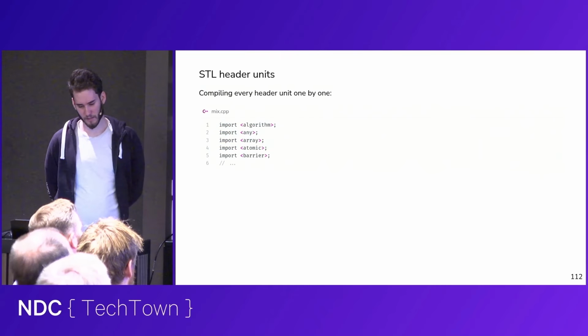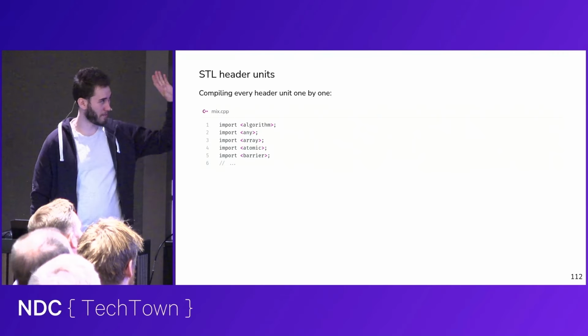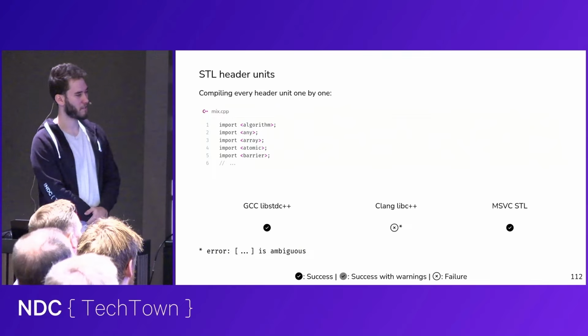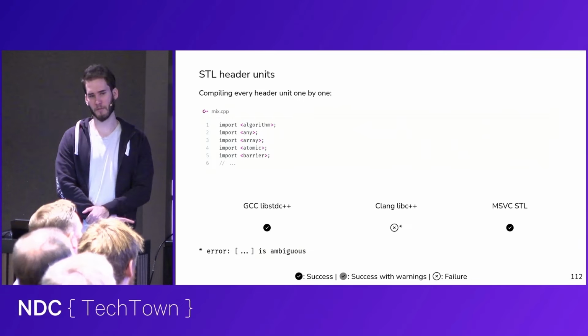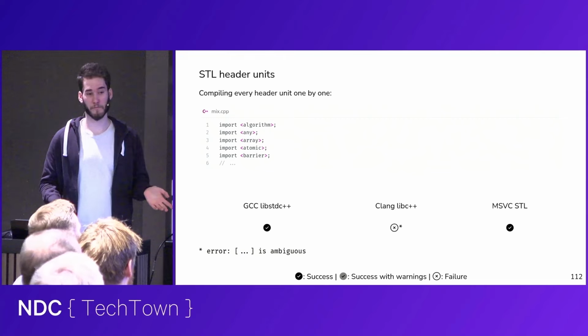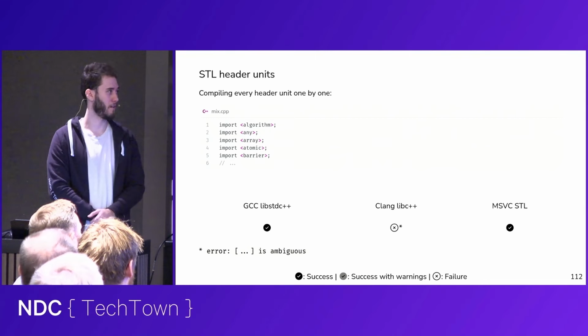The STL header units, also, if you try to import everything manually, it will work on GCC, it will work on MSVC, but Clang will actually get some problems with that. There are some ambiguous definitions, and it might just mean that I was doing something wrong with the order of the imports or something like this.